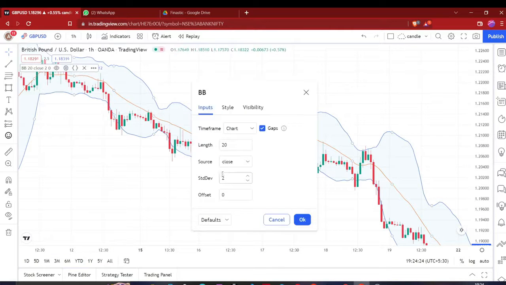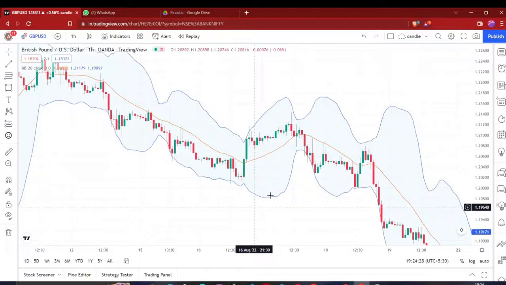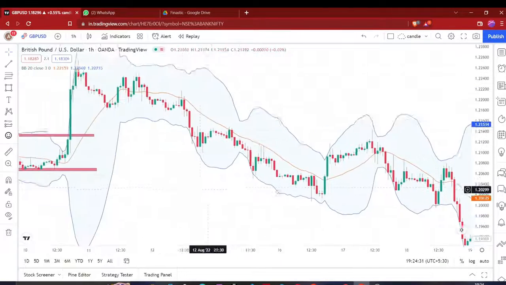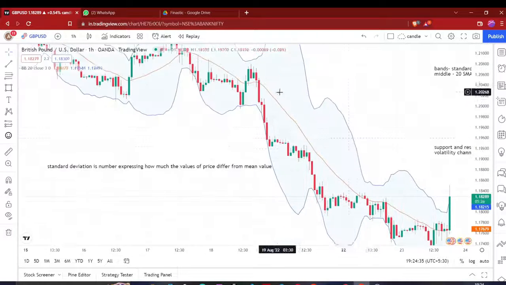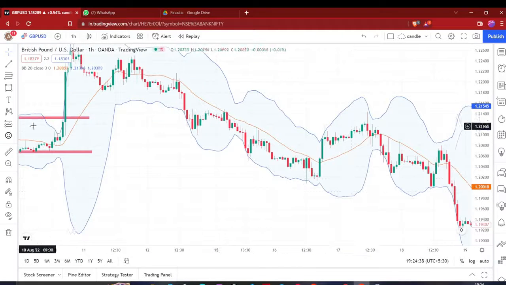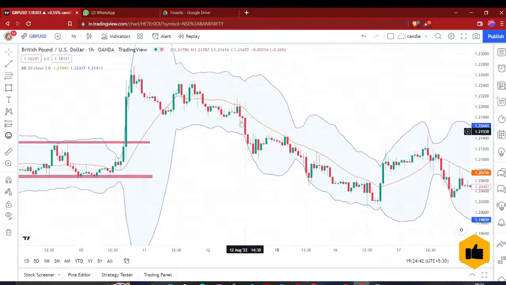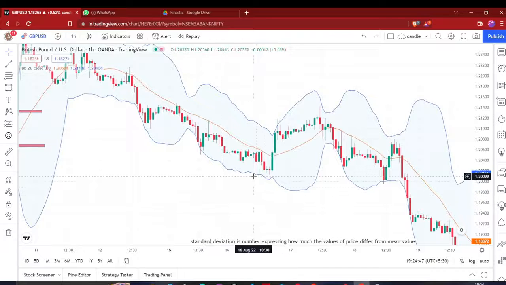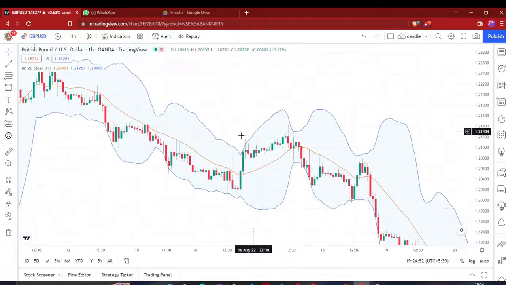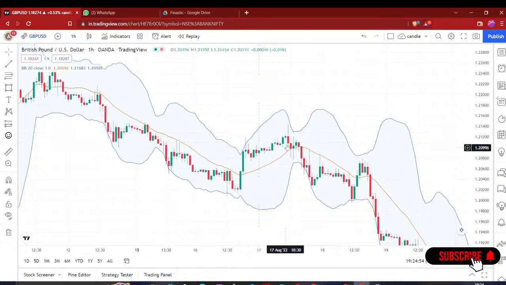Now let us change it to 3. Now as you can see, the price is almost all of the times inside the zone. So we are going to use 3 as the standard deviation because 99% of the times the price will be between the zone. So you will know that this is a strong support and you can look for buys at this point. And also the upper band is the strong resistance. You can look for sells at the top points.